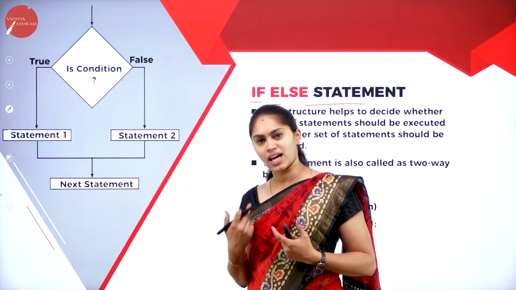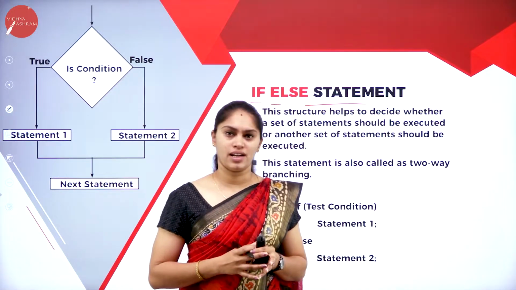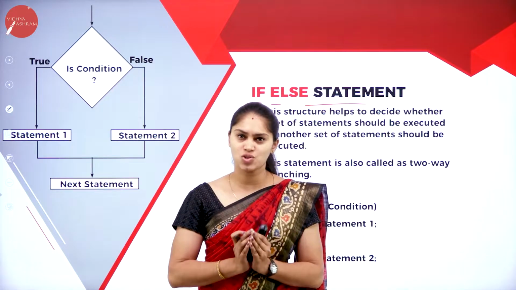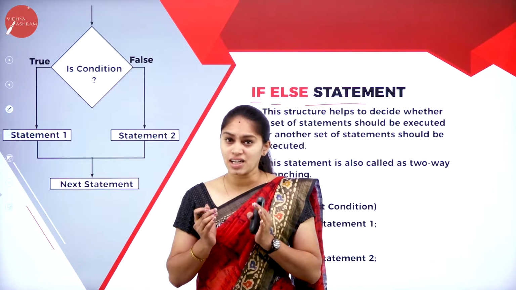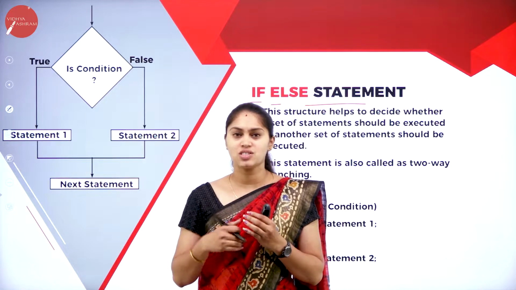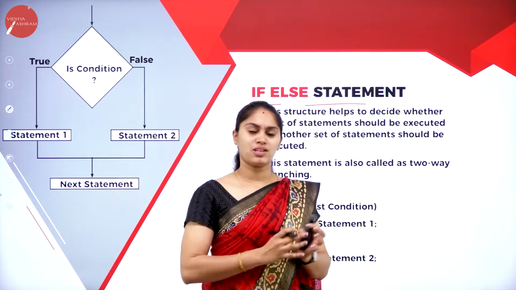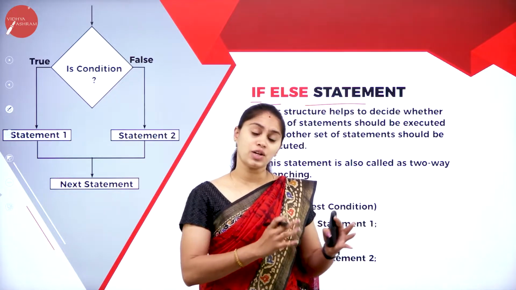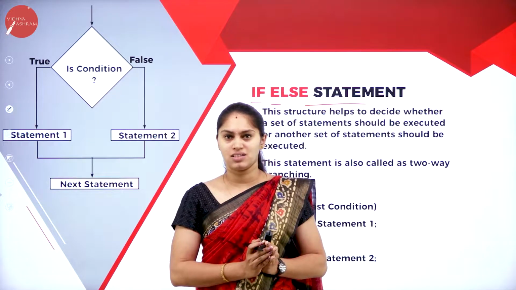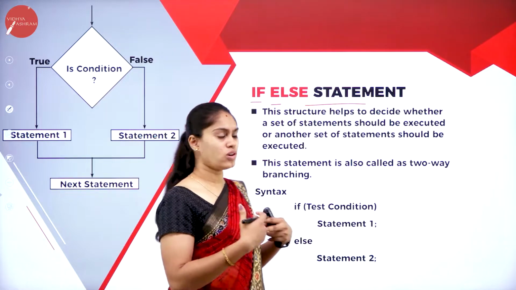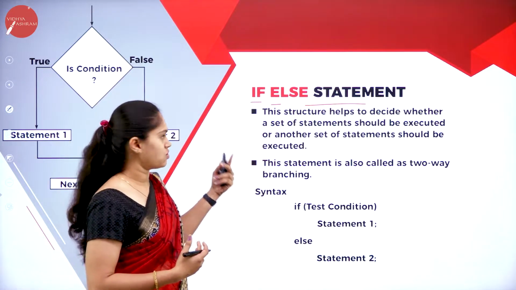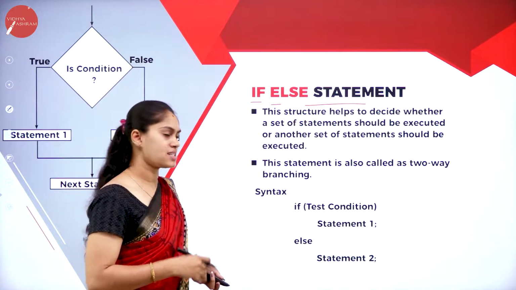But in the if else statement, we have alternatives. If the given test condition is true, then we are going to execute a set of statements. If the condition is false, or if the condition does not hold good, then we are going to execute another set of statements. So that is two-way branching. We have more than one option here, more than one alternative. That is regarding this if else statement.